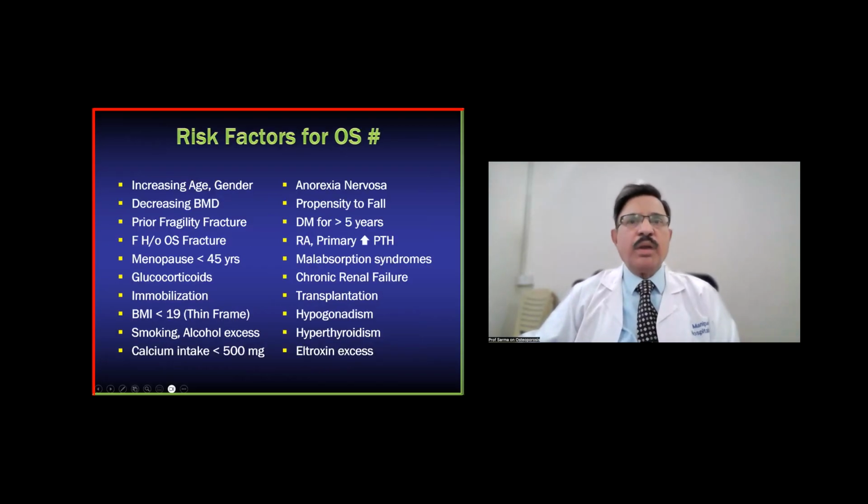Okay. What are the risk factors for osteoporosis? Increasing age, female gender, decreasing bone mineral density, prior fragility fracture, family history of osteoporotic fracture, menopause, early menopause, less than 45 itself, glucocorticoid, immobilization due to surgery or some other chronic diseases, thin frame, BMI less than 19, smoking, alcohol excess, calcium intake below 500, or even anorexia nervosa, propensity to fall, diabetes mellitus for more than 5 years, rheumatoid arthritis, primary increase in the parathyroid hormone, malabsorption syndromes, chronic renal failure, transplantation, hypogonadism, hyperthyroidism, thyroxine excess are all the risk factors.